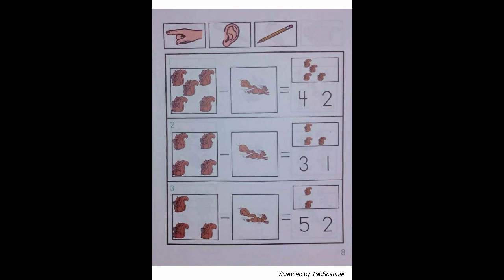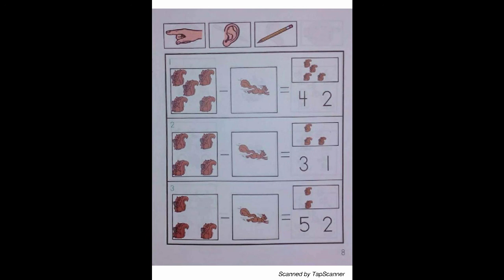PACE work to be completed, map PACE RR11, page 8 until 9. Page 8, separating sets. Put your finger on row 1. Listen carefully. First, we have 5 squirrels. Then, 1 squirrel runs up a tree. There are 4 squirrels left.